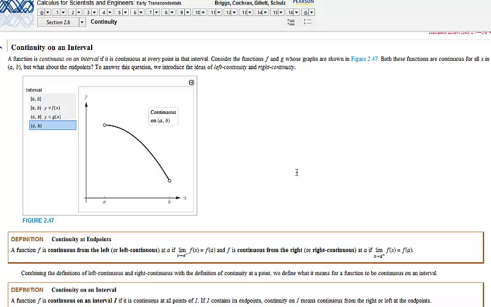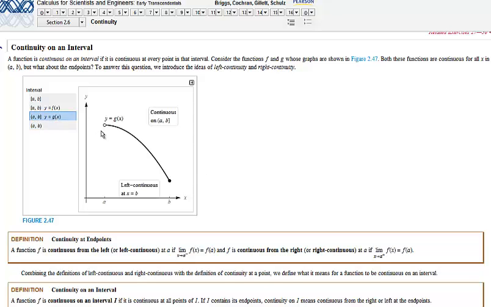I'm going to use their interactive graph to talk about continuity on an interval. It's pretty good. If you're talking about an interval that is open-ended on both ends, then it is continuous on that open interval, but not at the endpoints.